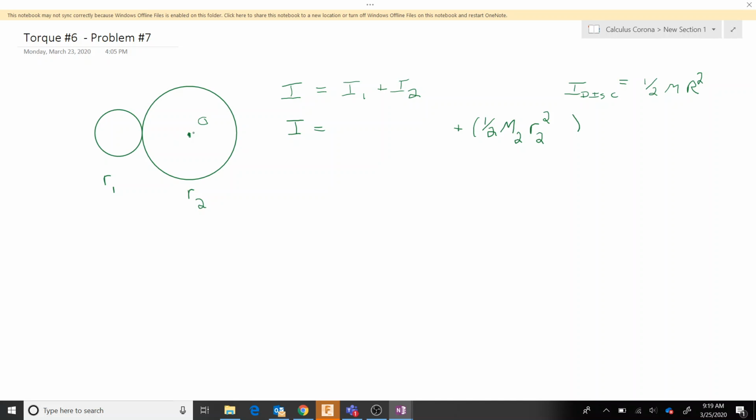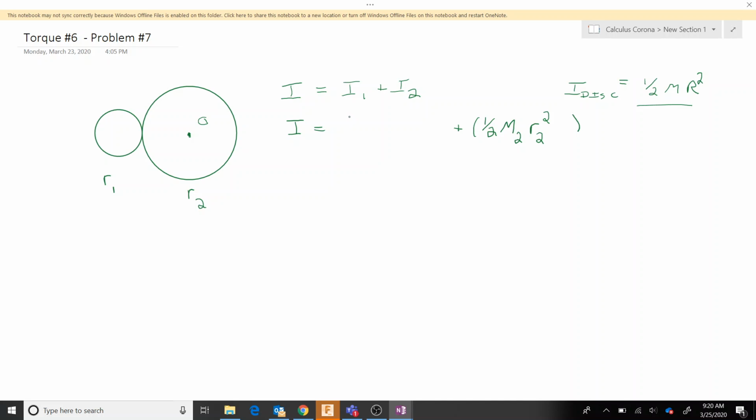That's easy enough. But disk number 1 isn't rotating around its center. The moment of inertia equation we have over here is valid for a disk rotating around its center, and disk number 1 is not rotating about its center. It's rotating around this point here. So I'm going to have to use the parallel axis theorem.